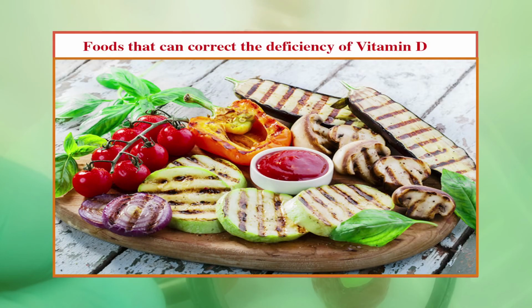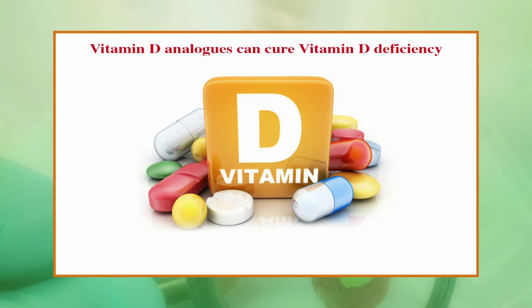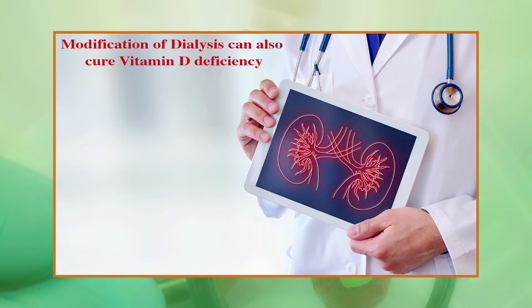Clinically, there is a normal amount of bone, but it does not mineralize fully. Osteomalacia in adults, rickets in children. Treatment aims to correct the cause. This may include dietary modification or phosphate binders, vitamin D analogues, modification of dialysis, cinacalcet. This is not recommended for patients with end-stage renal disease on dialysis.